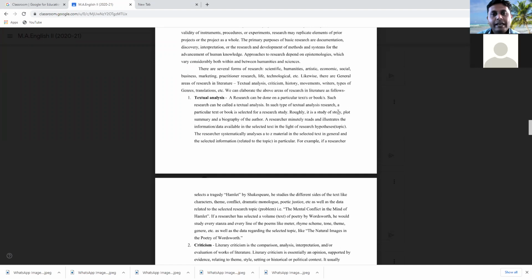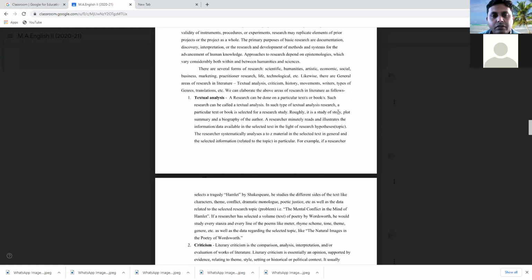So if I am doing research regarding a text, maybe a novel, maybe a drama, maybe poetry, maybe a short story, whatever. If my research, my study is limited and it's about a particular text only, it is textual analysis. It is a textual research.